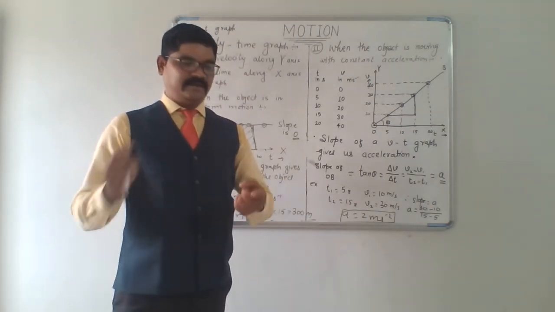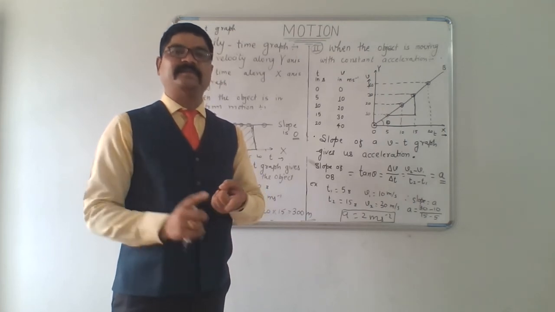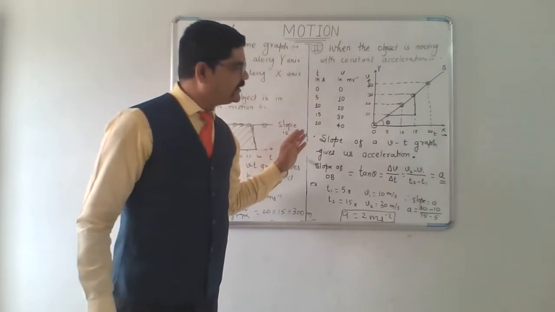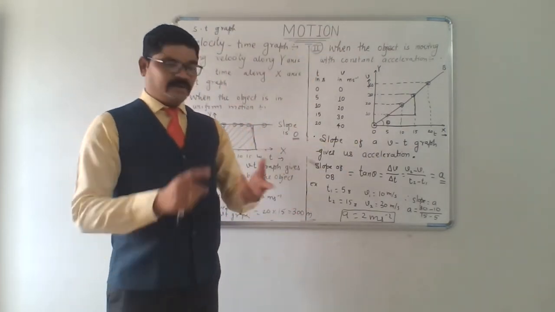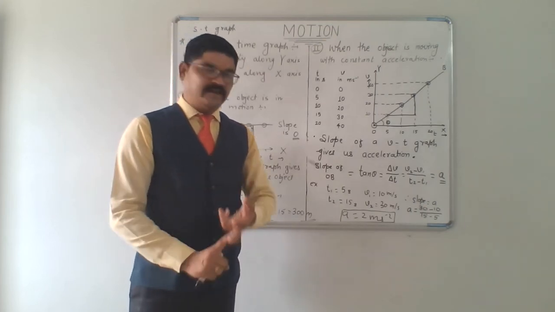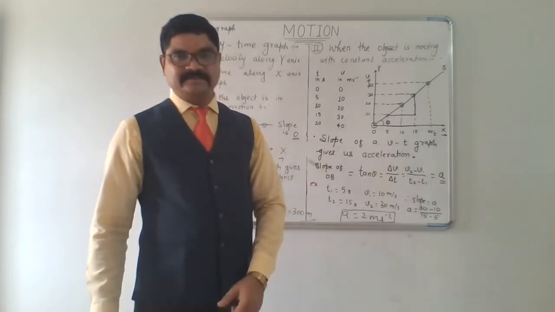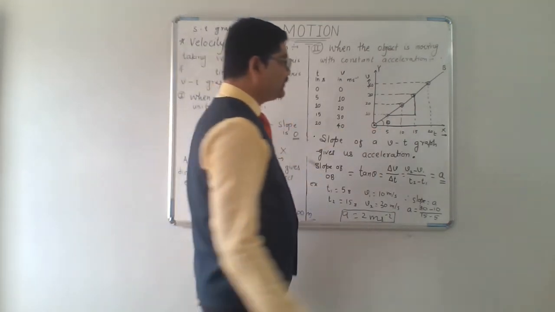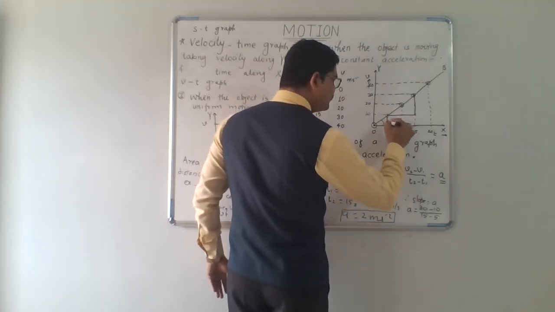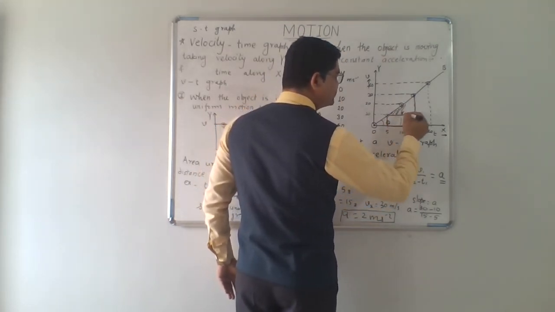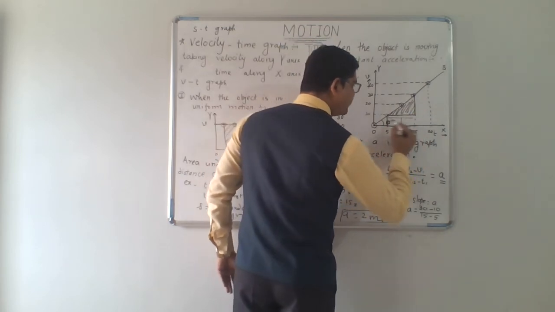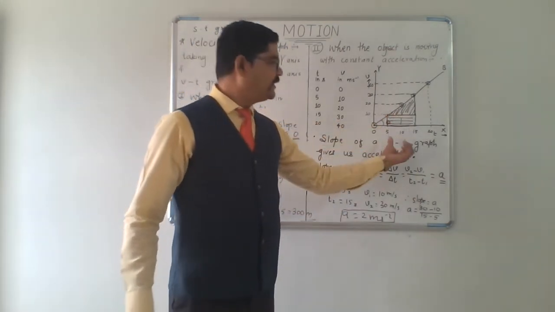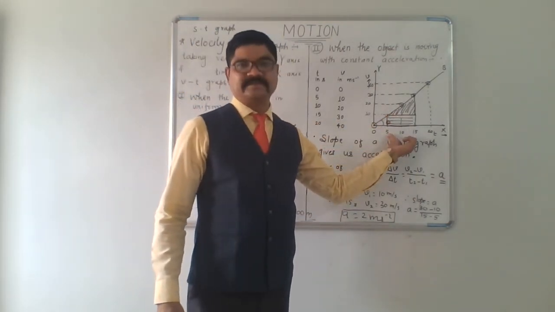So, clearly a velocity time graph can be plotted between velocity and time by taking velocity along the y-axis and time along the x-axis. The slope of a VT graph represents the acceleration. The area under the VT graph: suppose I want to calculate the distance covered in this time, then I will have to take this area, area of triangle plus area of this rectangle. This will be the distance covered by the object in time interval 5 to 15 seconds.